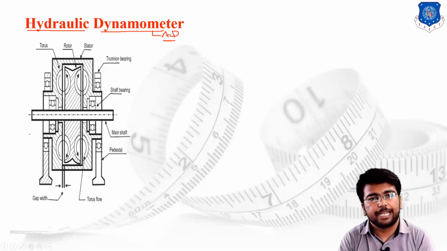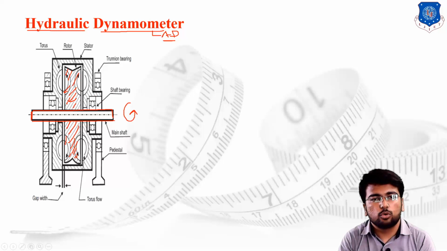In the hydraulic dynamometer, first of all understand the constructional details. This is the center shaft, or we can say the main shaft, which we have to check. The shaft is directly attached with the rotor. I am making a red hatching portion. This is the rotor which is directly attached to the shaft. So as the shaft starts rotating, the rotor will also start rotating inside the chamber. Beside the rotor we have the stator, the outer body. The whole outer body shows the stator concept. This is the stator.